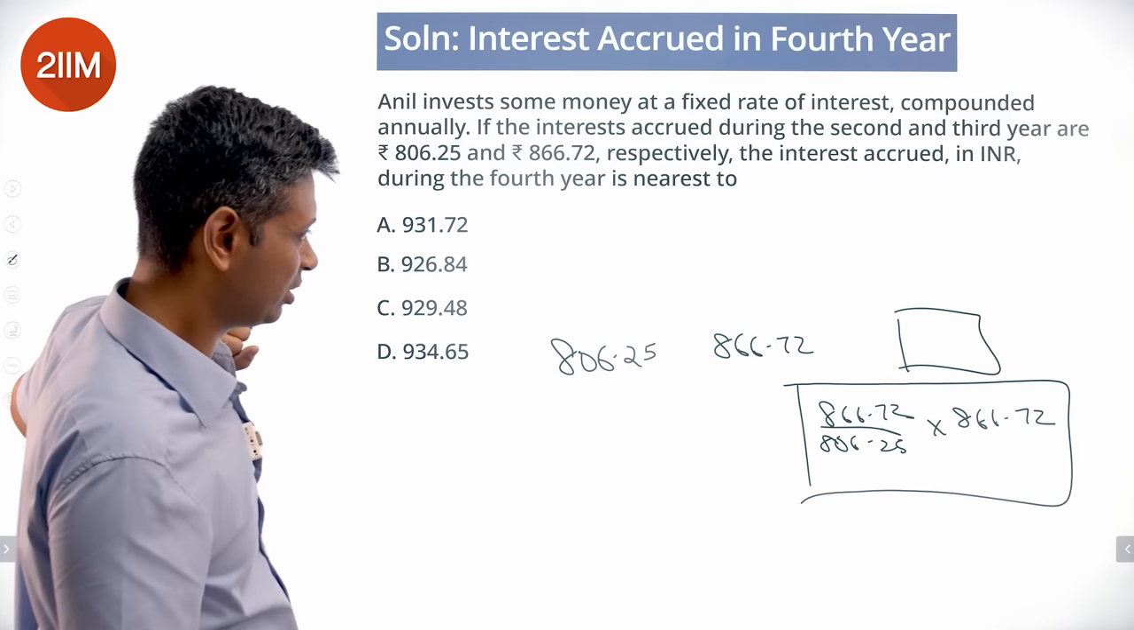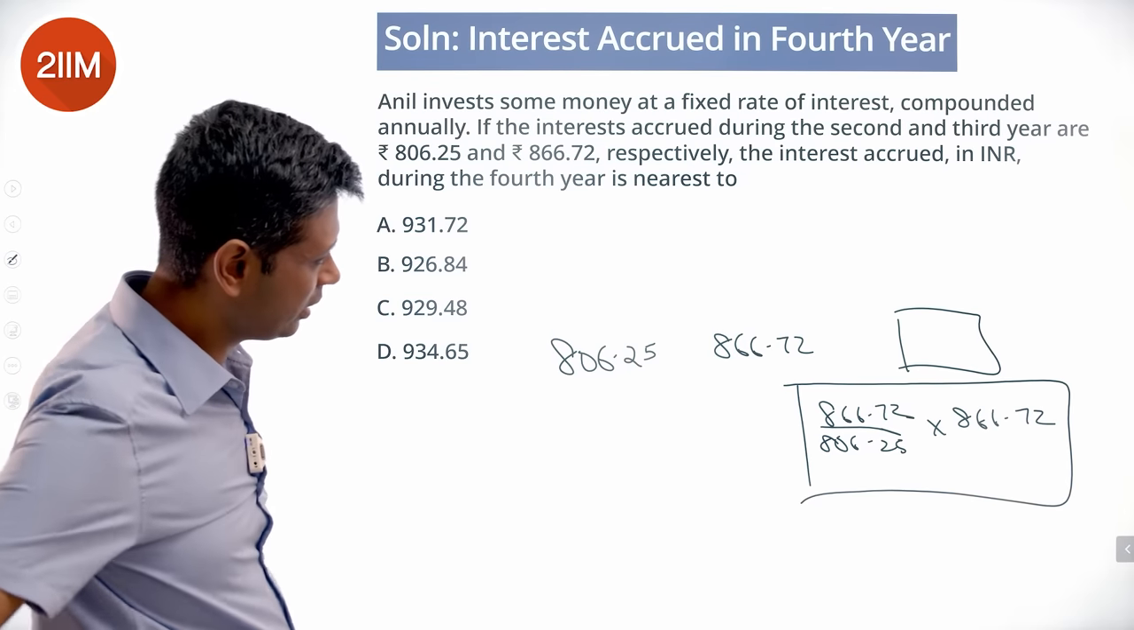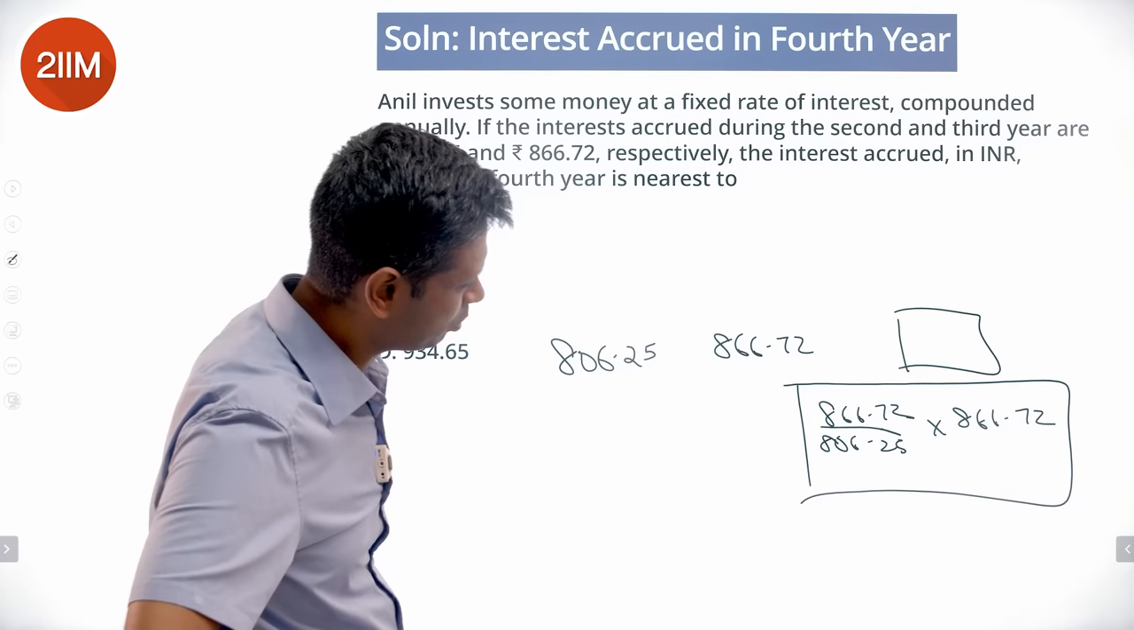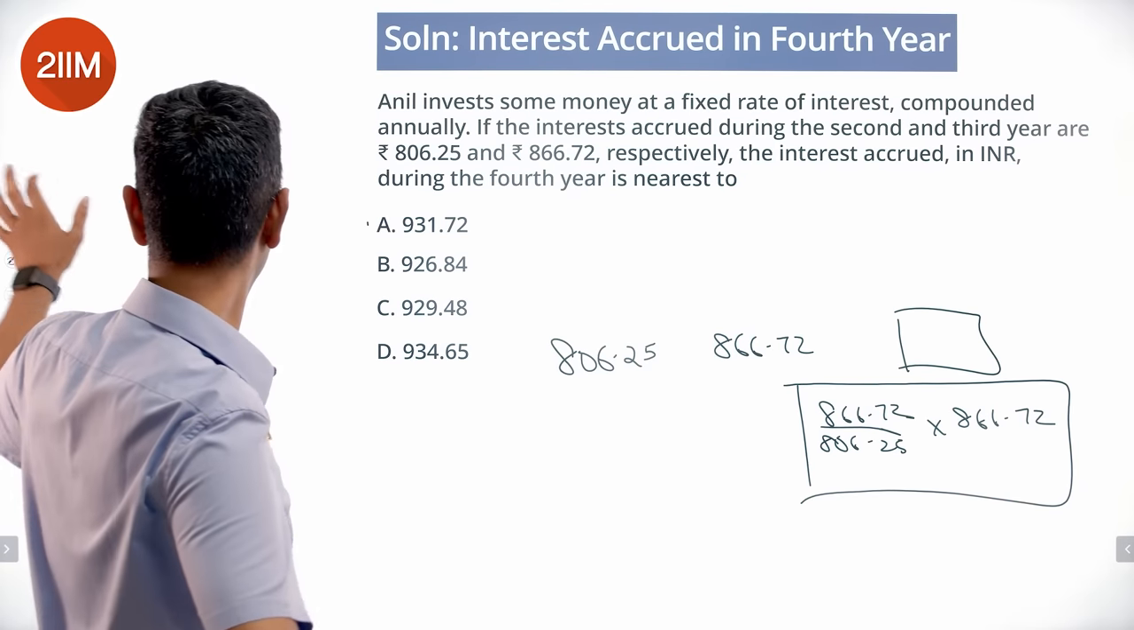86 into 3 by 4, it is 88, 66 plus this, 64 plus this, 930. This should be the answer, my gut feel.